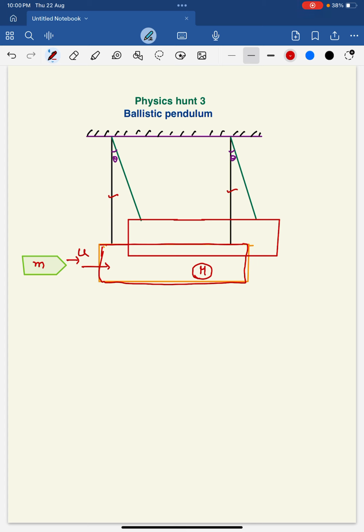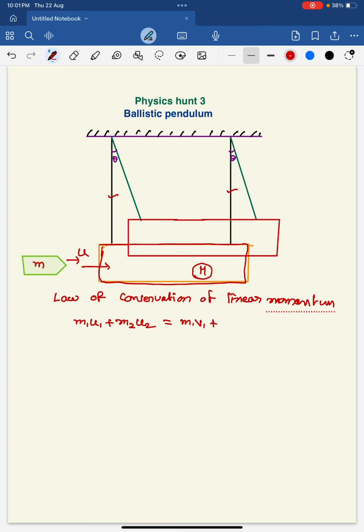Whenever a bullet enters into the block, what will happen? Momentum is conserved, right? So I'm using the law of conservation of linear momentum. What is the formula? We have two objects, right? m1 u1 plus m2 u2 is equal to m1 v1 plus m2 v2. This is the basic formula of the law of conservation of linear momentum.